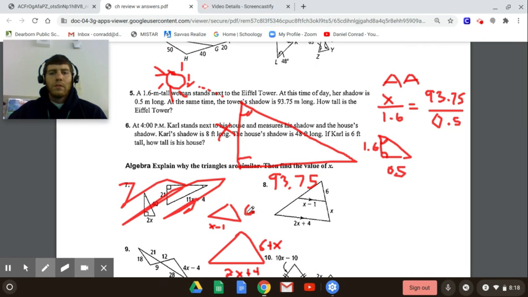So 6 is going to match up with 6 plus x. And then x minus 1 is going to match up with 2x plus 4. So there's your proportion. And then from there, it's just some algebra. So we cross multiply, you're going to have 6 times 2x plus 4.